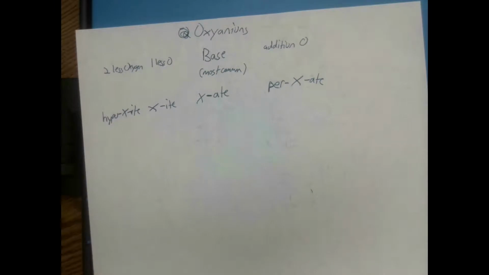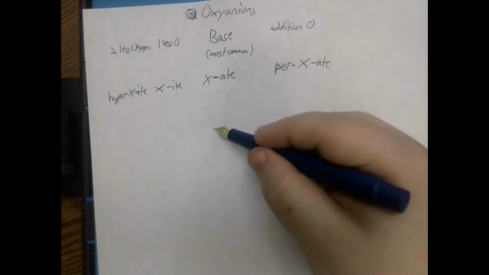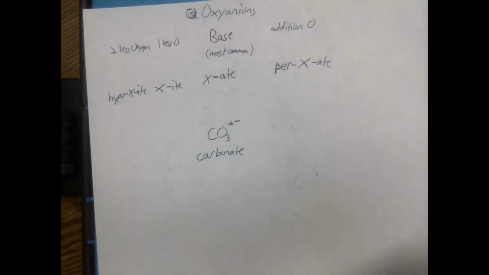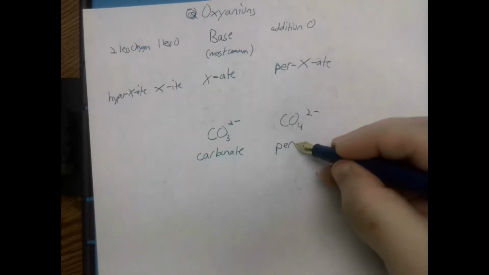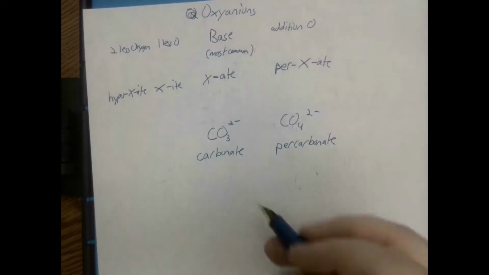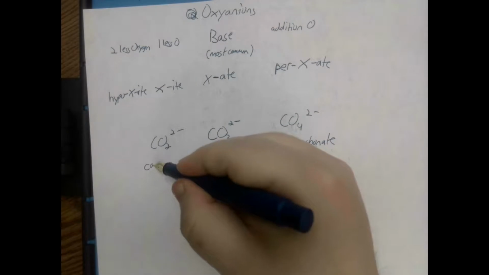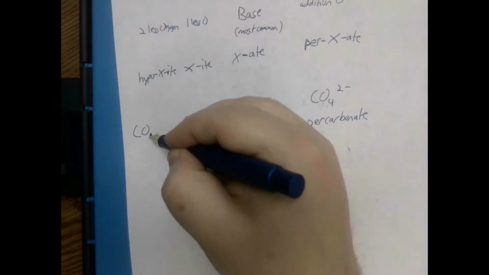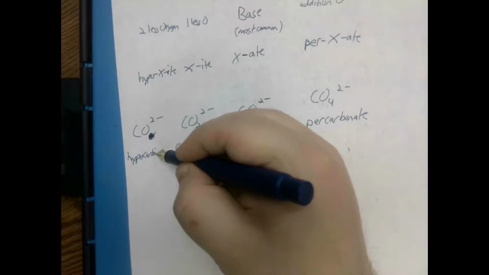And is there another one after? That's usually the naming scheme. So, for example, the most common form of carbon and oxygen, CO3 2 negative, is what we call carbonate. If I added oxygen, so CO4 2 negative, they all have the same charge, this would be known as percarbonate. If I subtract an oxygen, CO2 2 negative, this would be called carbonite. If I subtract another oxygen, CO 2 negative, that would be called hypocarbonite.